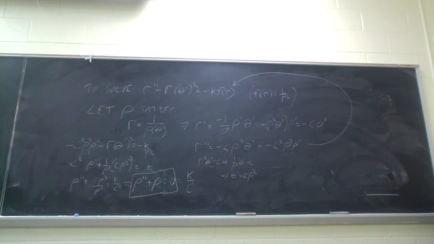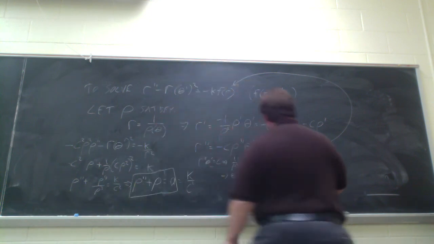What's a here? A constant? Yeah, a is just a constant. And it's defined to be k over c squared. It's just a convenience. Right. Okay. Now, this equation, I've got 3 minutes. This equation you can actually solve.